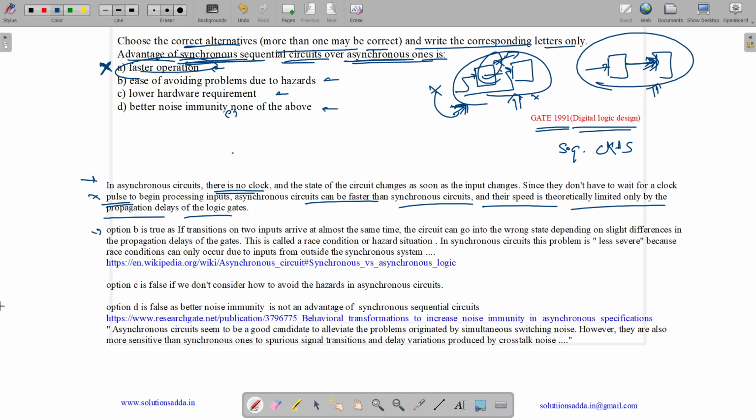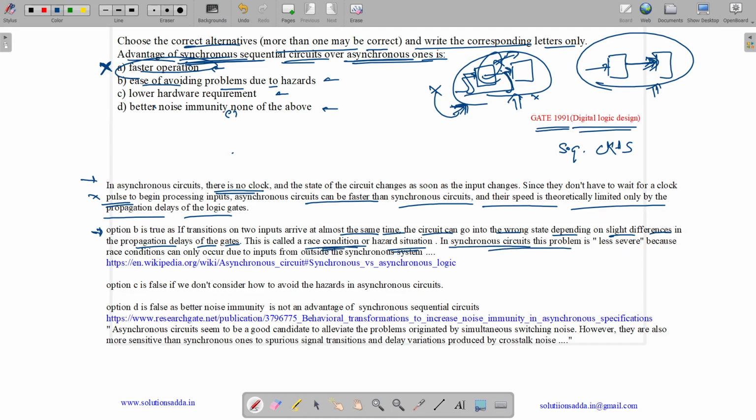Let us see option B. Option B is saying ease of avoiding problems due to hazards. Option B is true. Asynchronous circuits have trouble because if transitions on two inputs arrive at the same time, the circuit can go into the wrong state depending on slight differences in the propagation delay of the gates. This is called a race condition or hazard situation.